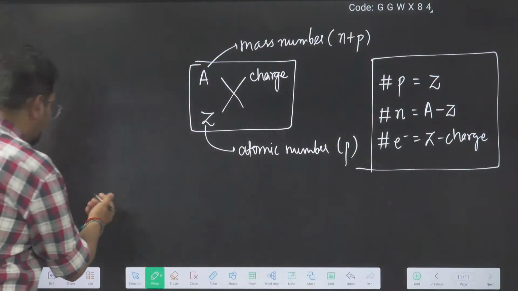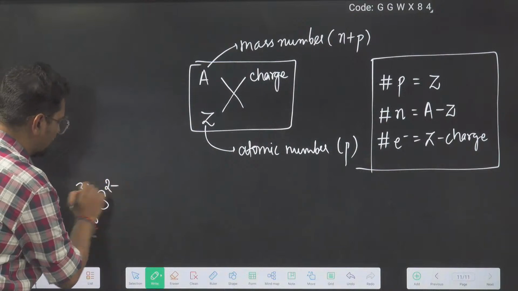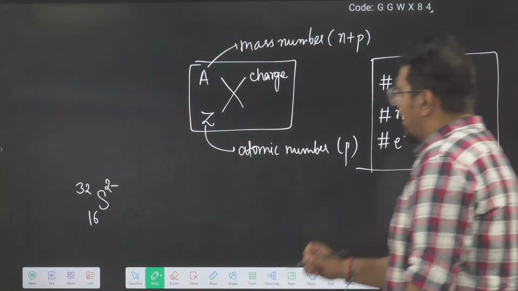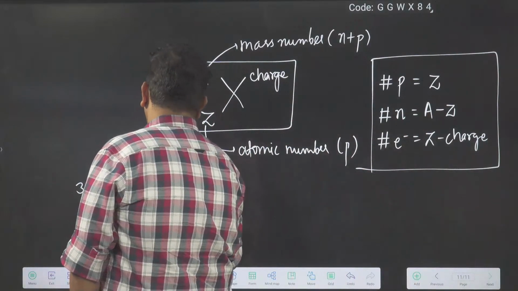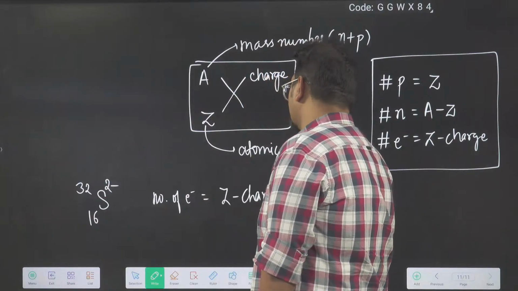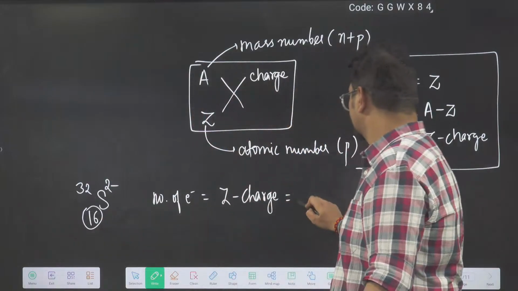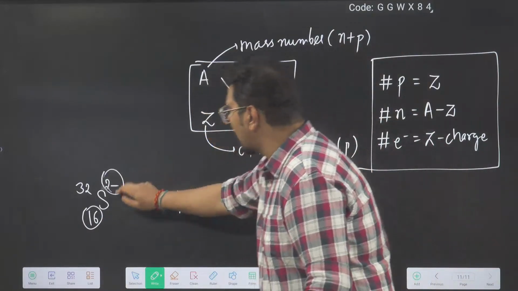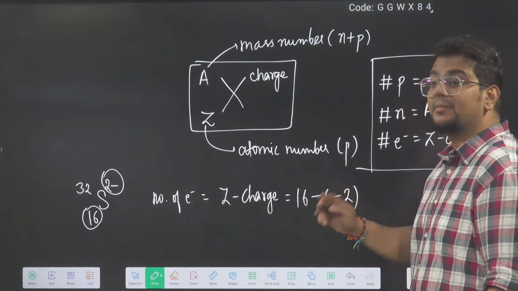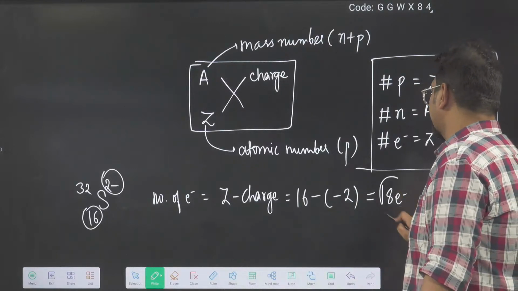For example, if I write sulfur with mass number 32 and atomic number 16, with charge 2 minus, it is the sulfide ion. If I ask you to find the number of electrons in this, the number of electrons will be Z minus charge. How much is the atomic number? Z is 16. The charge is 2 minus. So 16 minus (minus 2), minus minus plus, 16 plus 2, 18 electrons are there.